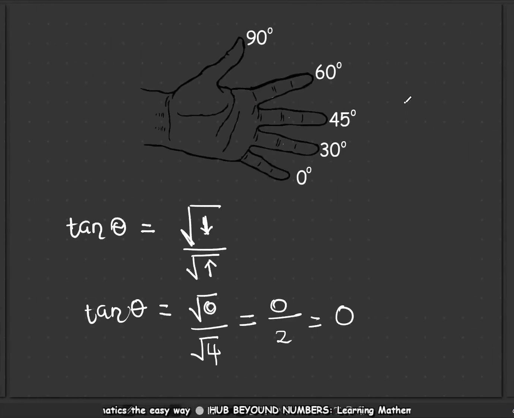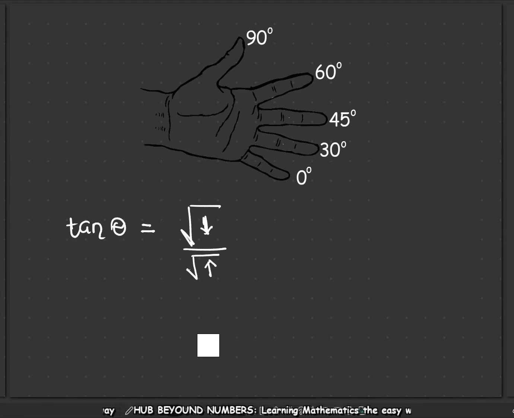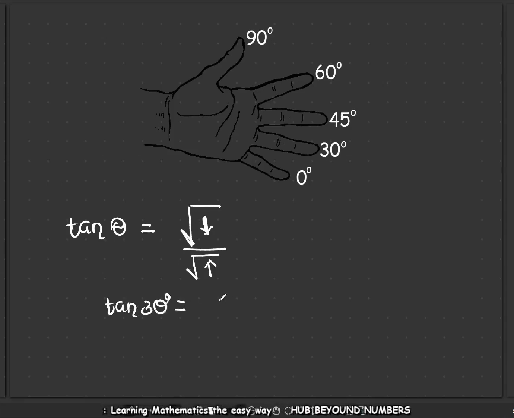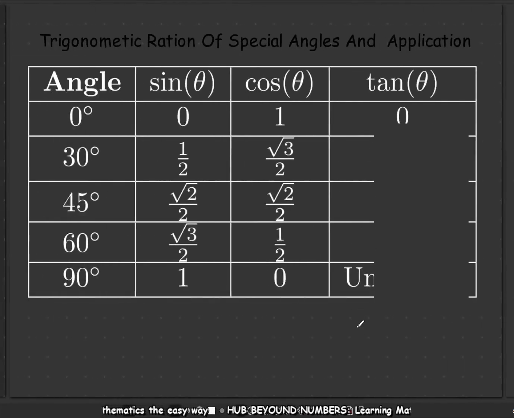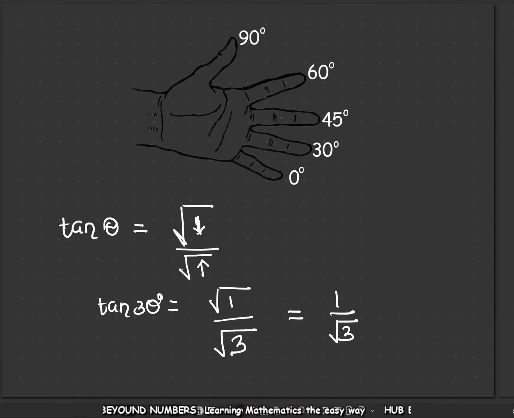Now let's look at the tangent of 30 degrees. For the tangent of 30 degrees, we are still using the same procedure. The square root of the number of fingers below, we just have one finger below that of the 30 degrees. So 1 all over the square root of the number of fingers above, 1, 2, 3. So 3. And we know the square root of 1 gives us what? 1. And then the square root of 3 gives us square root of 3. Right? So it means the tangent of 30 degrees gives us 1 over the root of 3. As you can see over here, tangent of 30 degrees is 1 over root of 3. You see? So that is how it just is.